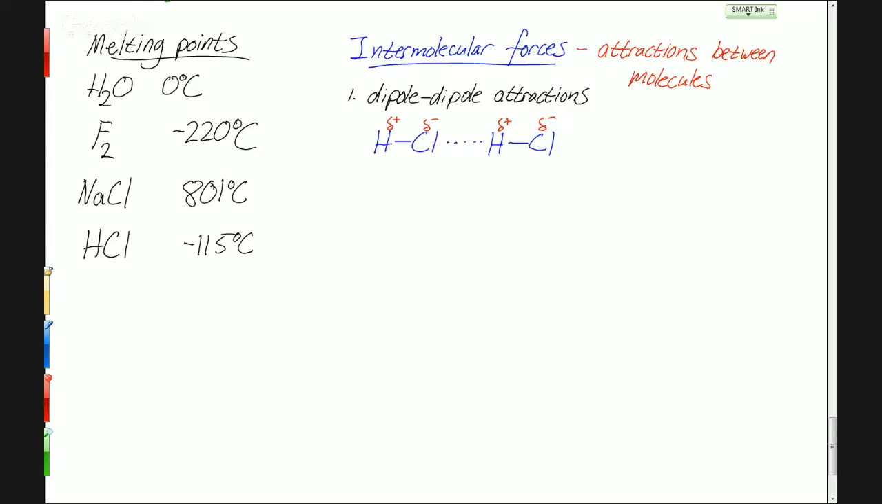Now, I just drew it as some dots because this isn't a bond. They're not sharing electrons. It's not a covalent bond. It's not nearly as strong as that. But they are attracted to each other because of a little bit of difference in positive and negative charge there. So it does exist. It does affect it. That's how we can explain something like HCl having a melting point that is lower than water, but not quite as low as fluorine. Is fluorine F2 polar?